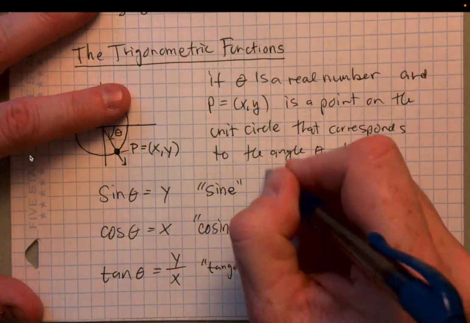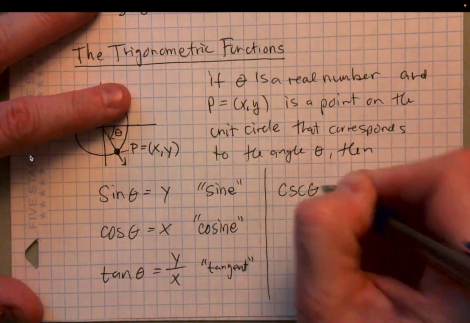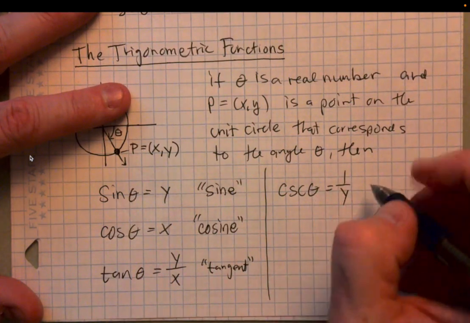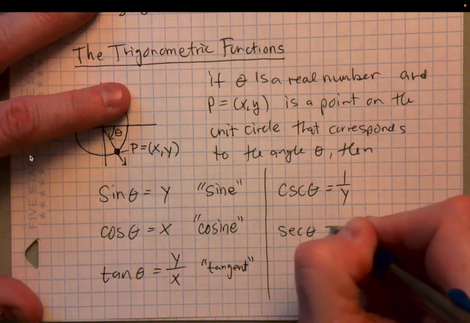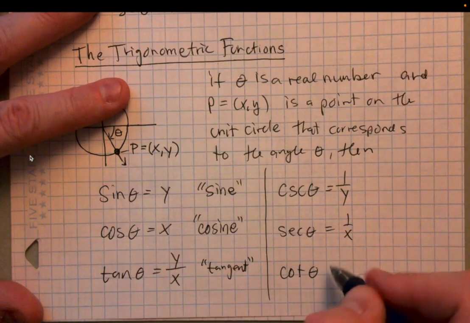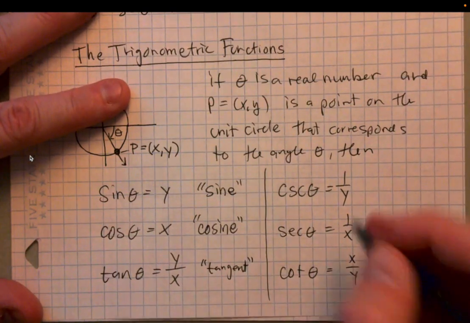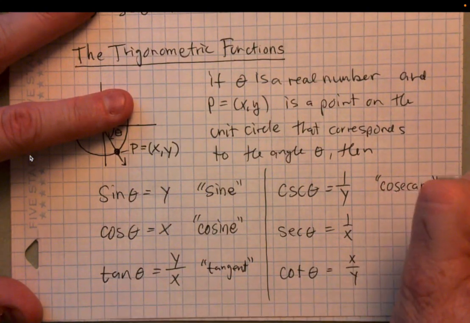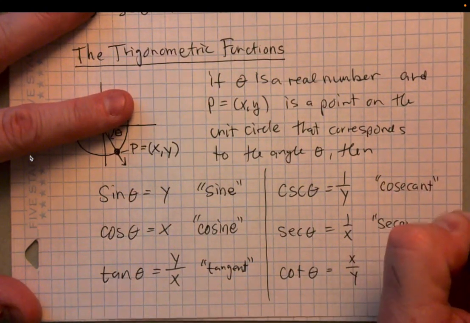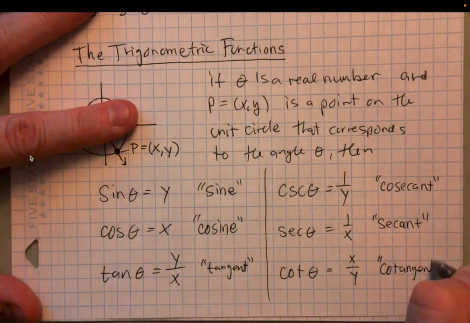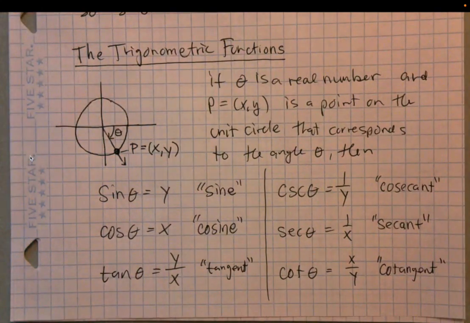So you've got the cosecant of theta, and that's equal to 1 over y, and then you've got the secant of theta, and that's equal to 1 over x, and then something called the cotangent of theta, which is x over y. Again, this is the cosecant, this is the secant, and this is the cotangent. Okay? And these are the 6 trig functions.